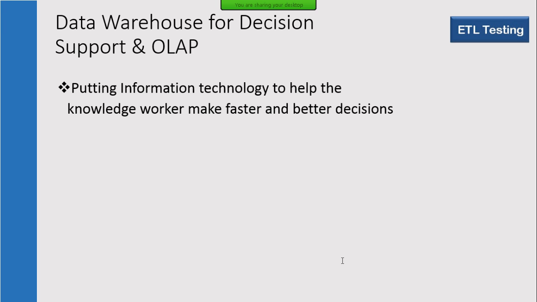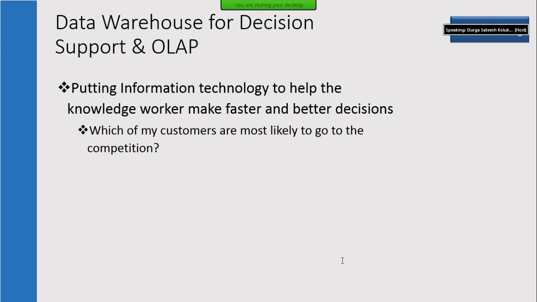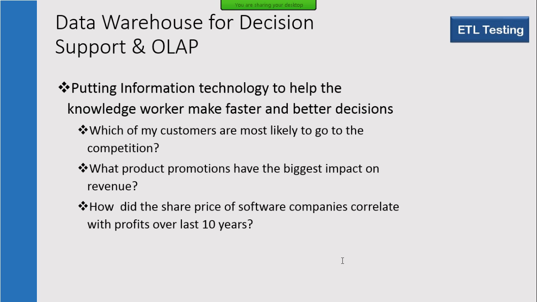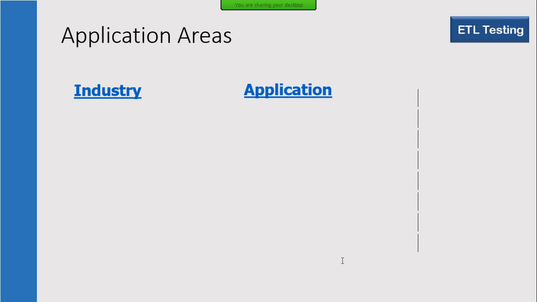So how are you going to get this? You're going to get this implemented with the help of your data warehouse. All these questions you can answer with the help of your data warehouse. Which of my customers are most likely to go to the competition? What product promotions have the biggest impact on revenue? How did the share price of software companies correlate with profits over the last 10 years? This is how your data warehouse is going to help organizations.